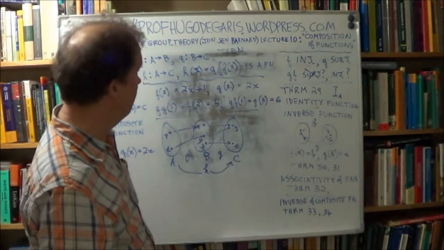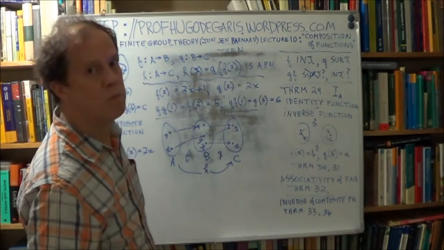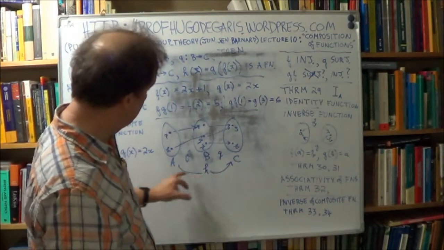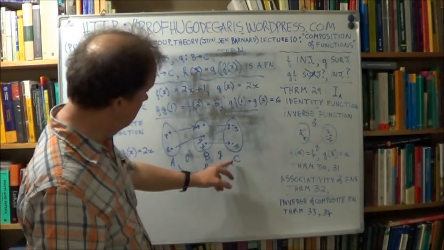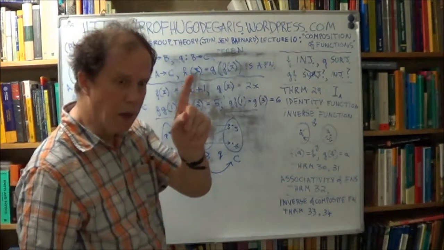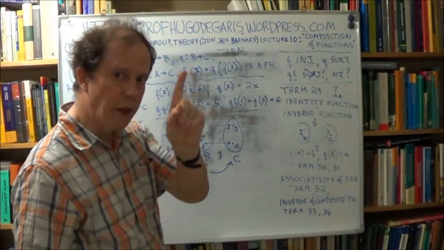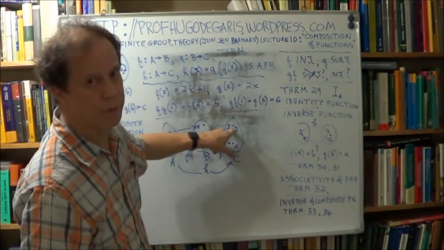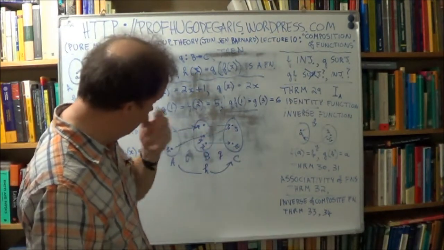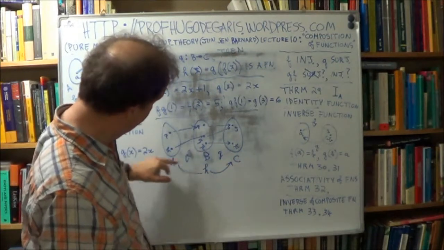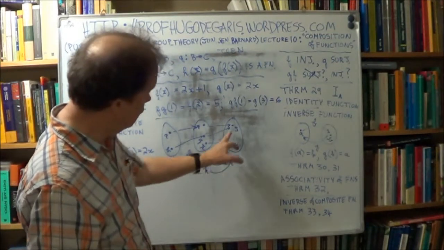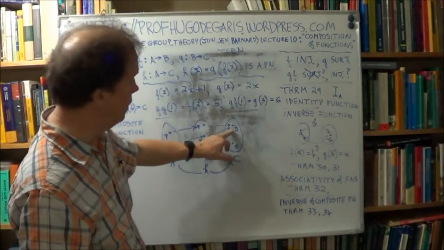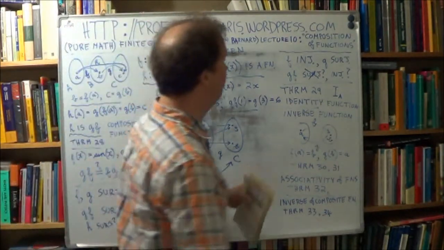How about injective? Well, if you're mapping from A to C, injective means at most one arrow to each member. But look, S here has two arrows. Therefore, this mapping here is not injective because we've got two arrows coming to S, little s. So it's not injective either. Okay?